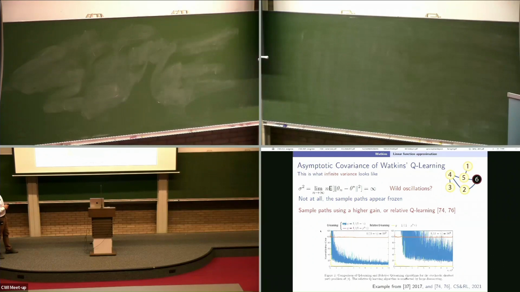All right, and I'm not going to get into this much, but if you crank up the gain, or you do something called relative Q-learning, you can take this very slow convergence and make it super fast. I can't get into this at all. Just, time. Just go and read the book or these references.